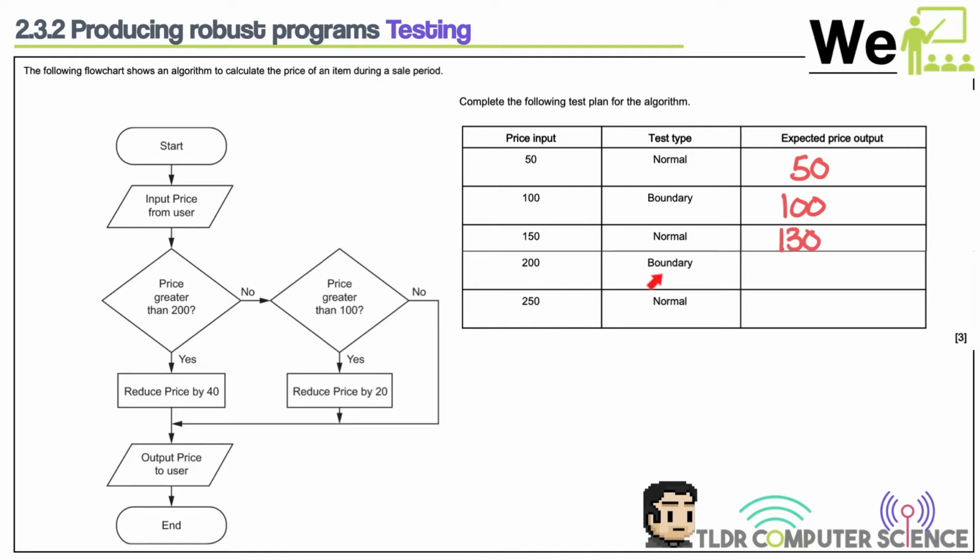We have another boundary question. Why is it boundary at 200? Because that's where the edge is. Is 200 greater than 200? No. Is it greater than 100? Yes. So take away 20, giving us a result of 180. And finally, 250. Is 250 higher than 200? Yes. Take away 40, giving us 210, and then outputting the result.